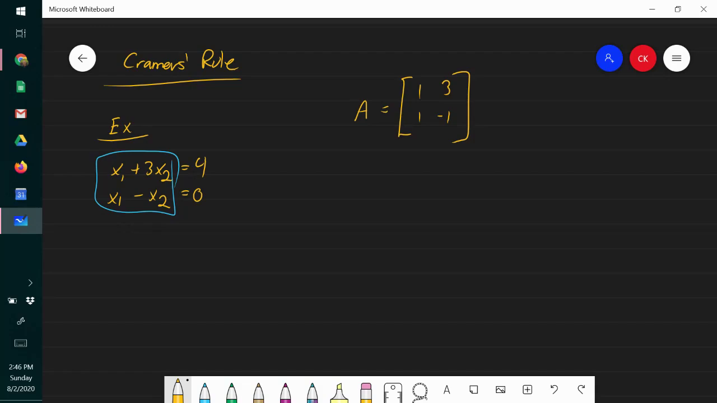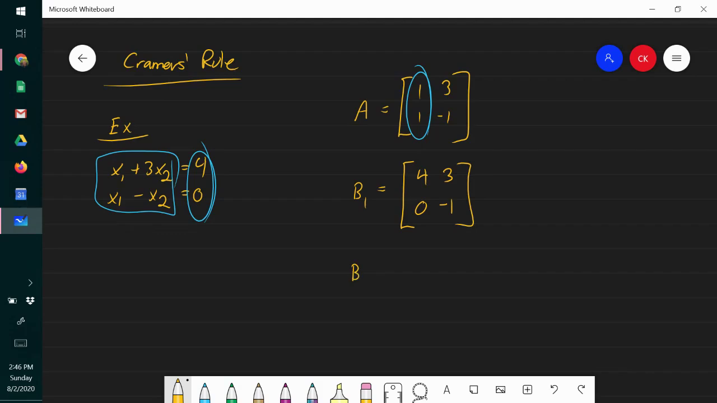And then we make a new matrix called B sub 1. And what we do is we replace the column in the x1 position here with the solutions on the other side of the equation. So in this case, that means we put in 4, 0 in the place of the x1 column, and then keep the x2 column the same, 3, negative 1.